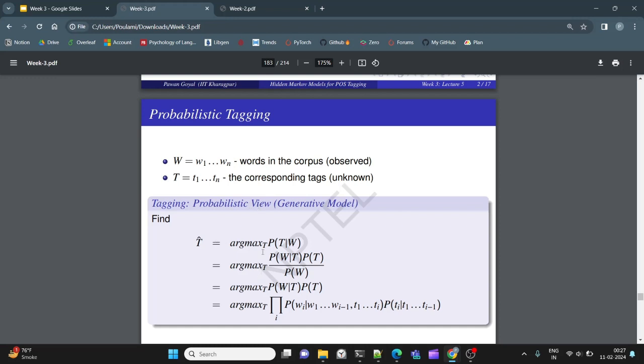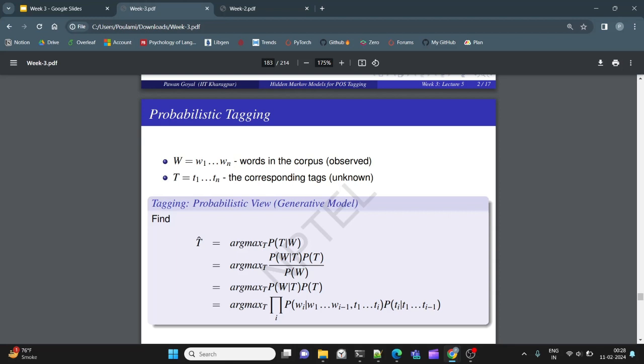So how do we do this? We discussed that HMM is a generative model. Here we are using the Bayes rule, as we discussed. T hat is the most probable tag for the word W. T hat is the tag among all possible tags in the tag set that maximizes the probability of P of T given W. So given the word, this is the most probable tag.